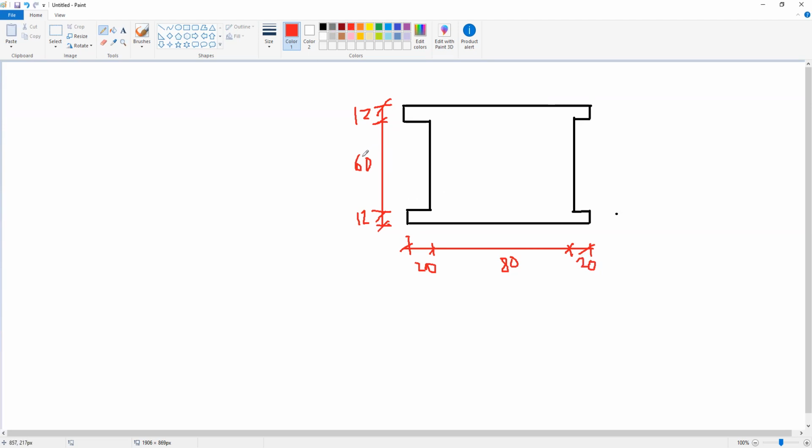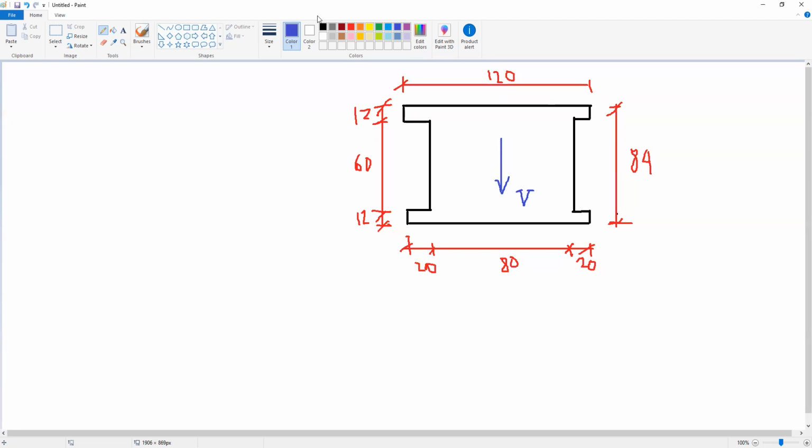So the total height here is 60 plus 24, so 84 millimeter. The total dimension in the horizontal direction is 120 millimeter. Okay, so these are our dimensions, and we have the applied force V in this direction.